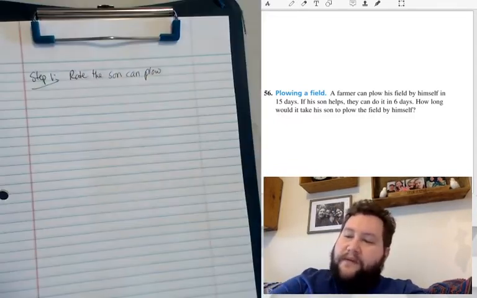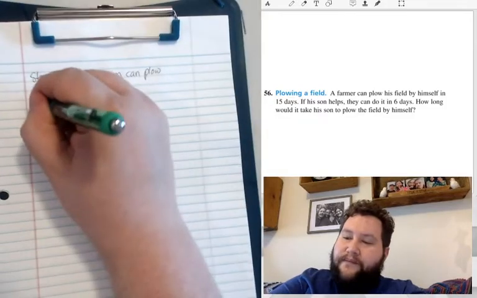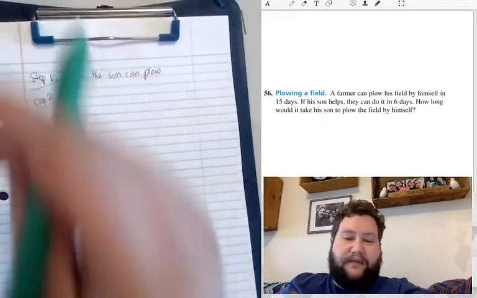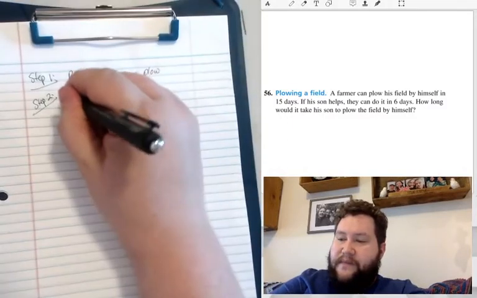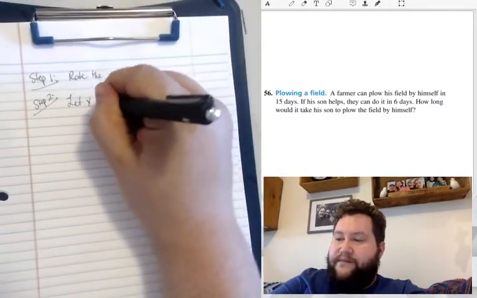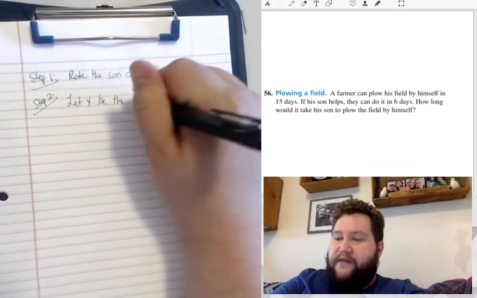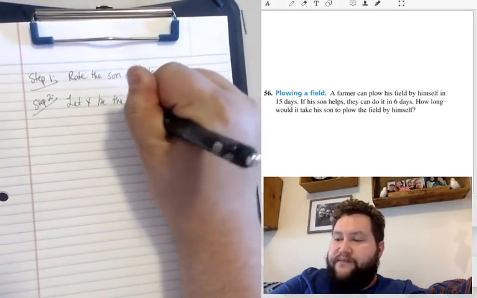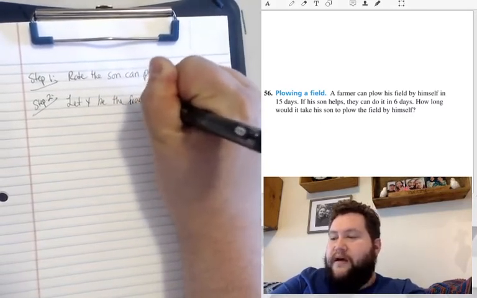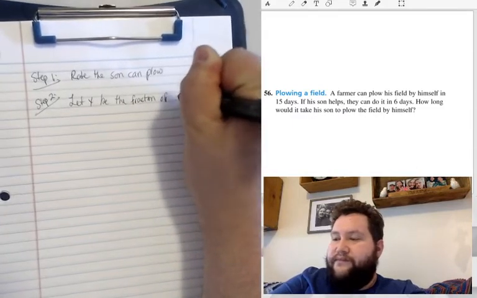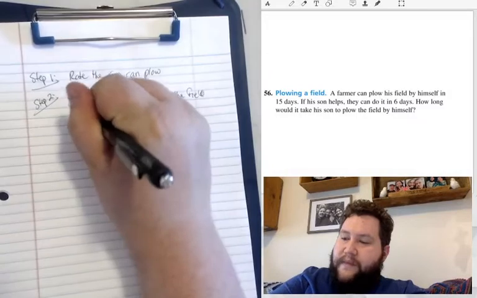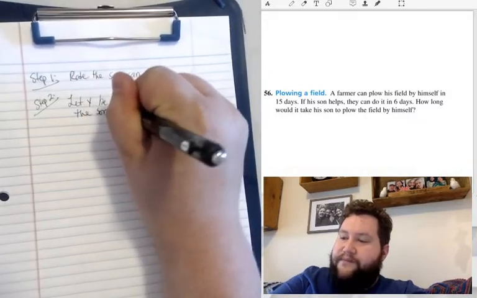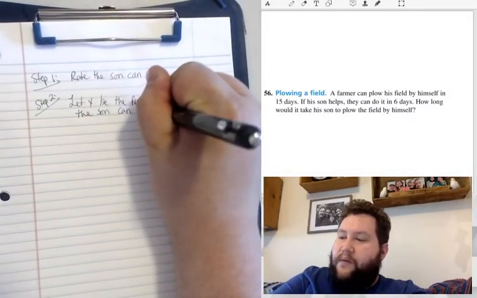And then step 2, it says declare a variable to represent that. So let x be the rate, or maybe instead of rate, the fraction of the field the son can plow in 1 day.